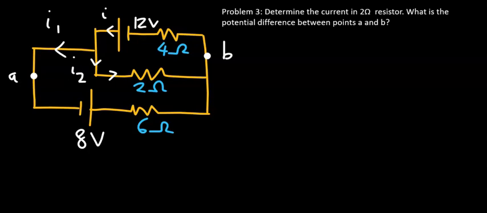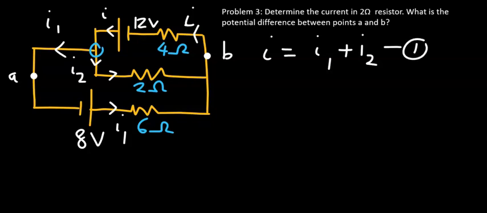So the current through the 6 ohm resistor is quite simply the same as I1. And the current through this 4 ohm resistor is quite simply I. So let's write down the junction rule for this junction. The junction rule states I, the current towards the junction, is the same as the sum of all the currents that are leaving the junction. In this case it is I1 plus I2. So that is equation 1.